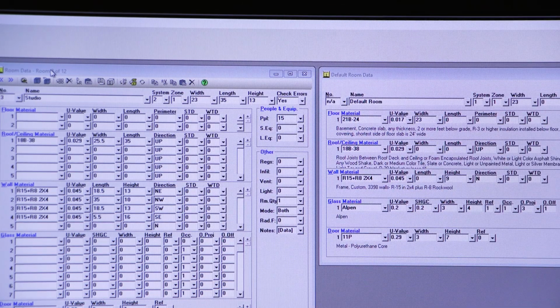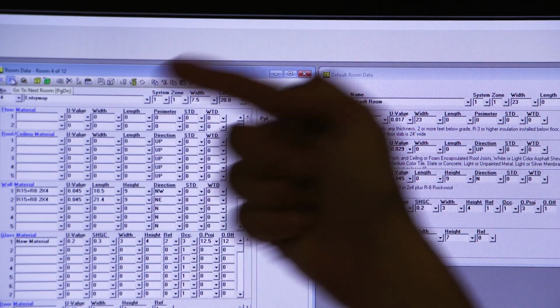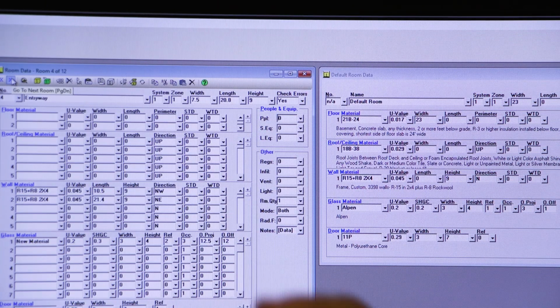So when I start a new room, I'm just going to basically describe any floors, roofs, walls, glass, or doors that lead to outdoors. Anything that leads to anywhere else in the house is not important. This computer program does not need to know about it. You do not input that stuff.